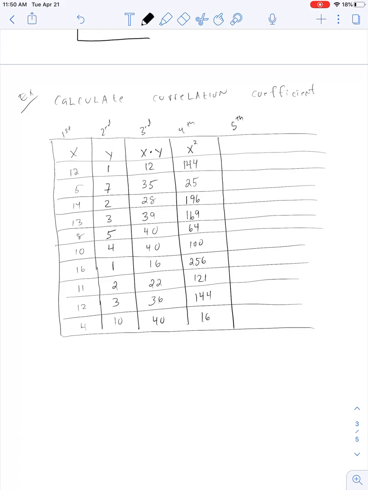And the fifth thing that we're going to do is calculate y to the power of 2. So for each one of these y's, what's 1 to the power of 2? What's 7 to the power of 2? What's 2 to the power of 2? And you just continue on. Pausing the video if needed is okay.